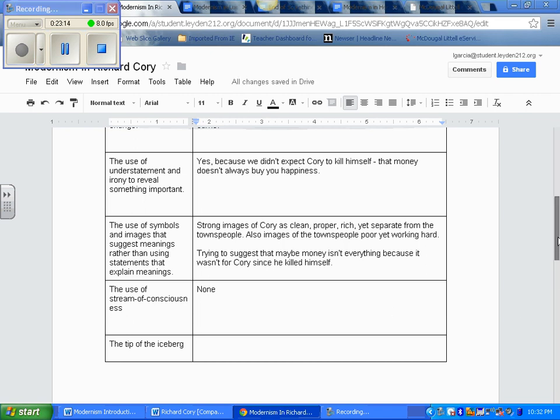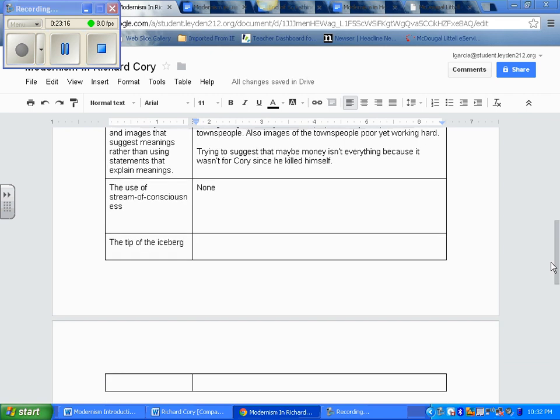The tip of the iceberg. Were there parts here where we were forced as readers to figure things out on our own? Definitely. When you think about the ending, it doesn't tell you why Richard Cory killed himself. We are left to infer that.